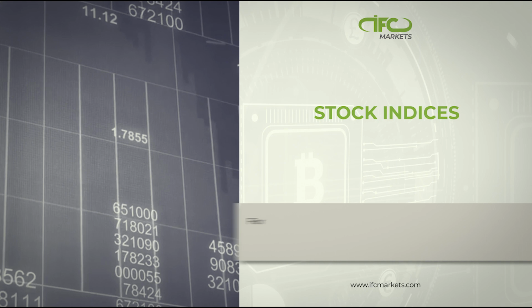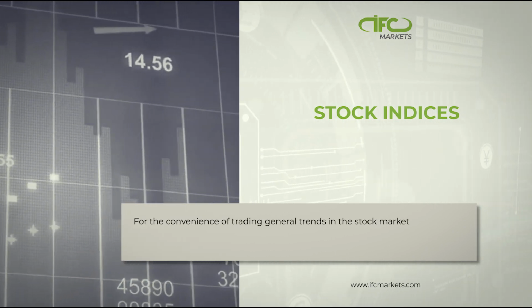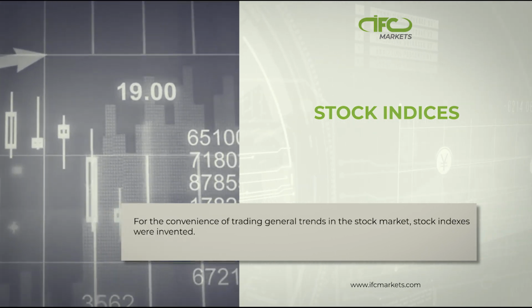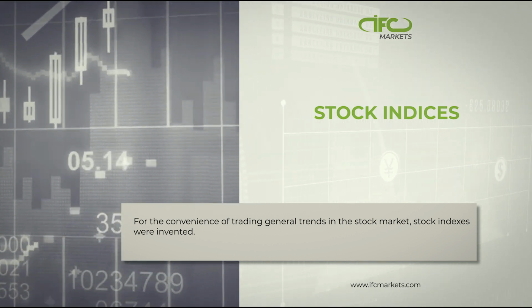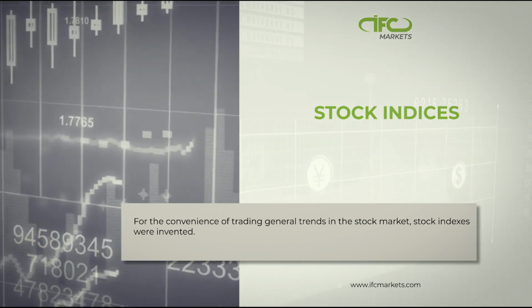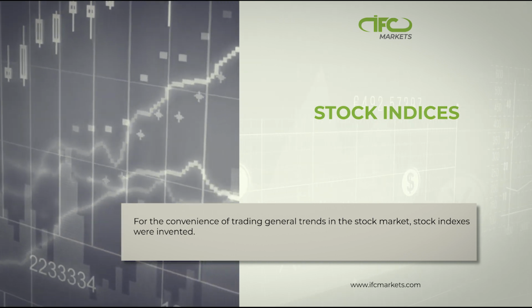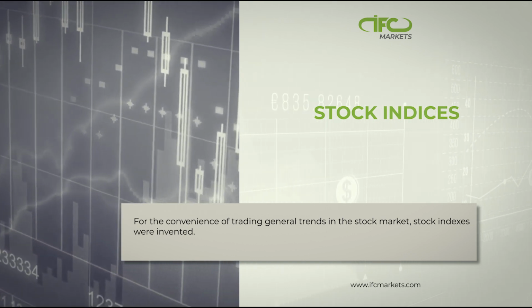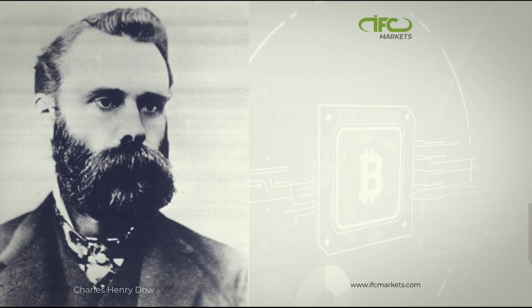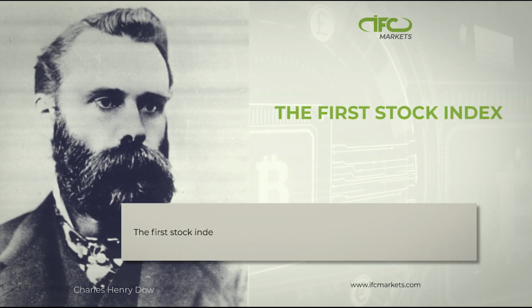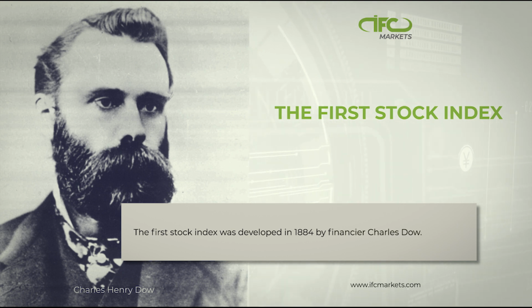For the convenience of trading general trends in the stock market, numerous stock indices were invented. The price of such an index is the price of a certain subset of stocks averaged by various rules. Indices are traded on stock exchanges along with common stocks. The idea of combining securities into separate generalized tools belonged to Charles Dow, the founder of the Dow Jones Index, which combines stock prices of the 30 largest U.S. companies. Indices can reflect the dynamics of both the entire market and individual sectors.